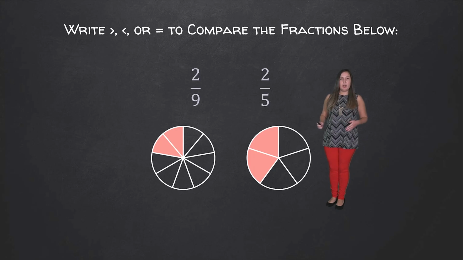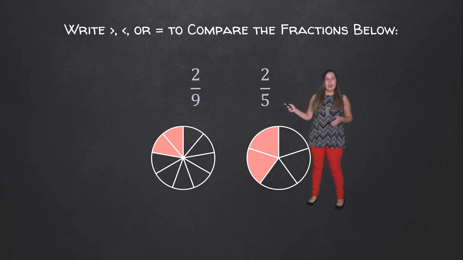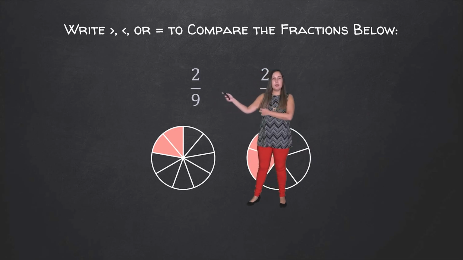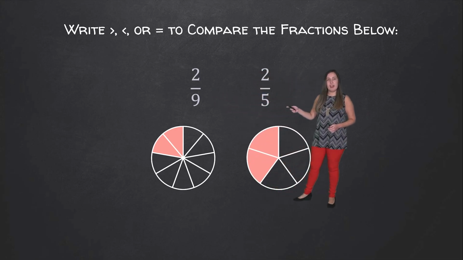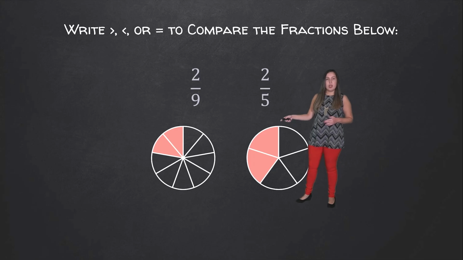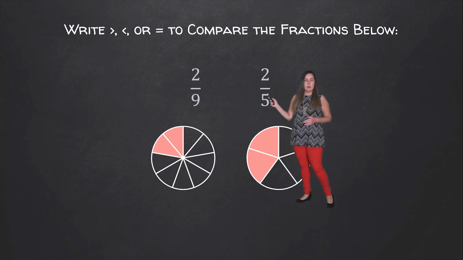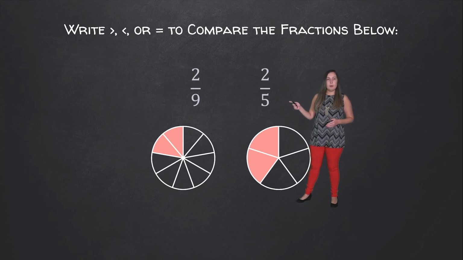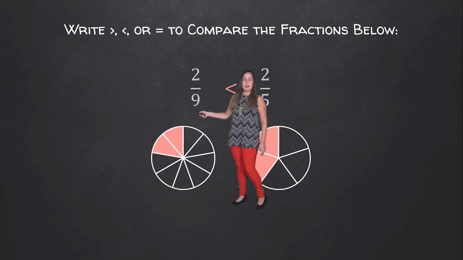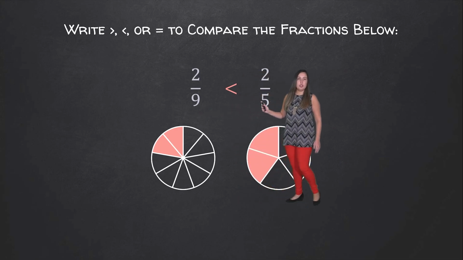Now, even though the denominators are not the same, in this case, the numerators are the same. And if you were to split something up into 9 pieces and only have 2, whereas splitting something up into 5 pieces and having 2, the difference is that the one that you split up into less pieces would have bigger slices, like 2/5. So when the numerators are the same, we're looking for the denominator that's smaller because that means the pieces are bigger. So in this case, 2/9 is less than 2/5.